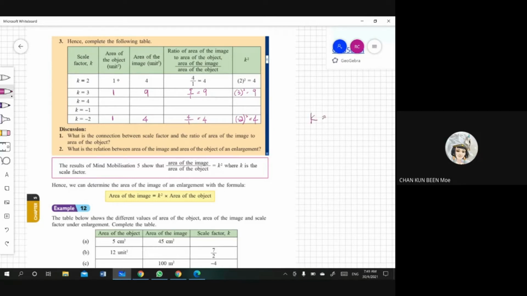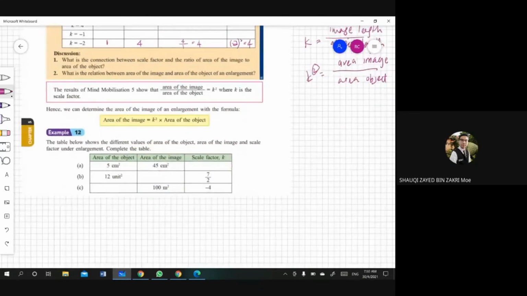It is the image length over the object length, right? So when it comes to k squared, you just change it to area, because squared represents area. So area of the image over the area of the object. They are the same as this one. So when you want to find the area of the image, it is k squared multiplied by the area of the object, just like this one. Are you okay?